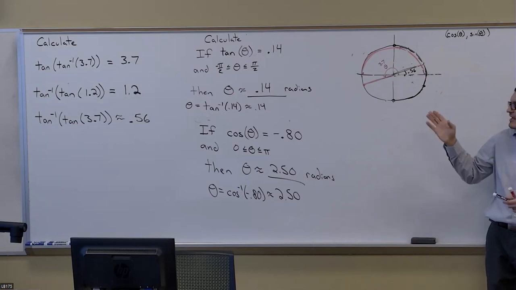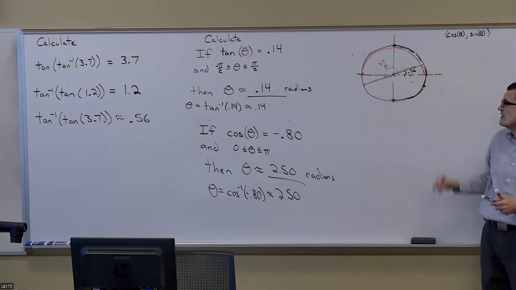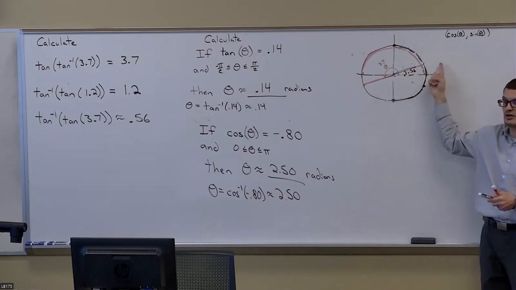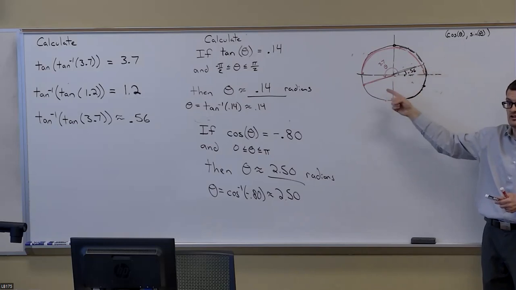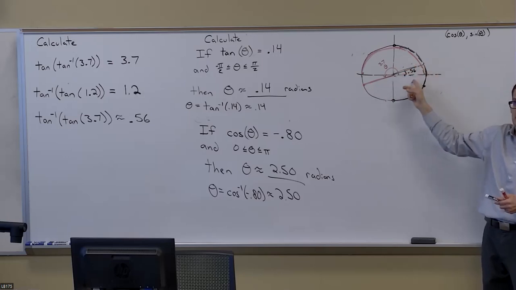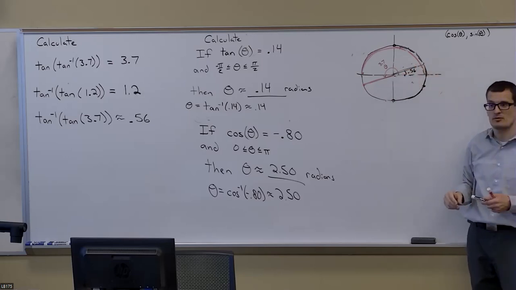In fact, if you wanted to calculate it exactly, notice these things have to have some relationship between going across, making a straight line. So if you take 3.7 minus pi, you're going to get that exact same number we just got.